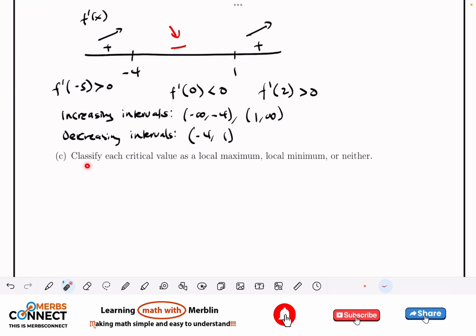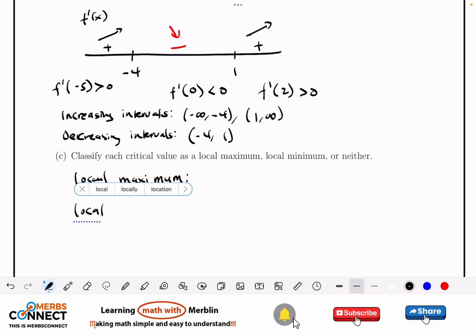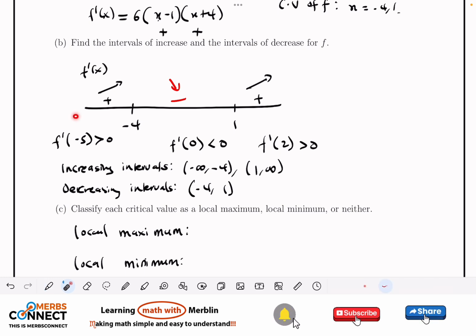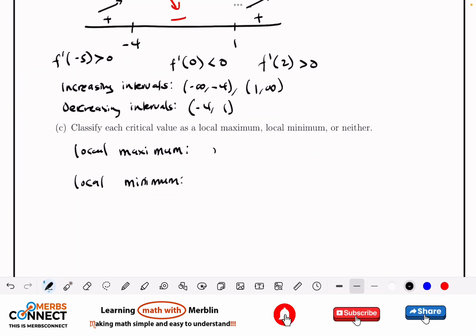Then classify each critical value as a local maximum, local minimum, or neither. So what is the local maximum here? A local maximum is when, using the sign chart, you see increasing and then decreasing. So plus, minus. This one is like concave down, which means that we are going to have a maximum here. So the local maximum is at x equal to minus 4.